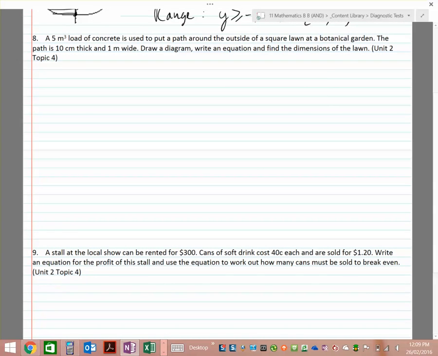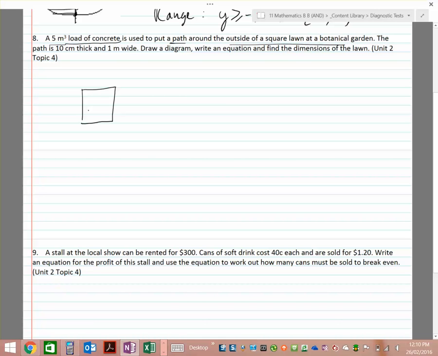All right, question 8 wasn't done particularly well. And probably the worst thing was that the variables weren't well defined and a lot of people didn't draw diagrams. So I read this question and it says, a heap of concrete is used to put a path around the outside of a square lawn. So I'll draw a square lawn, and there's a path going around it.